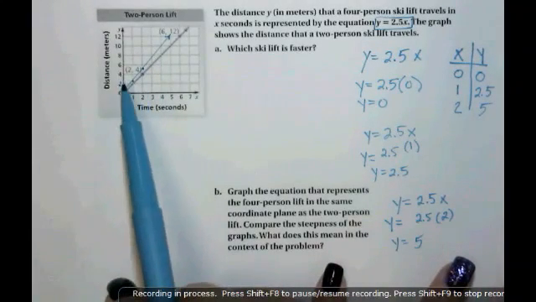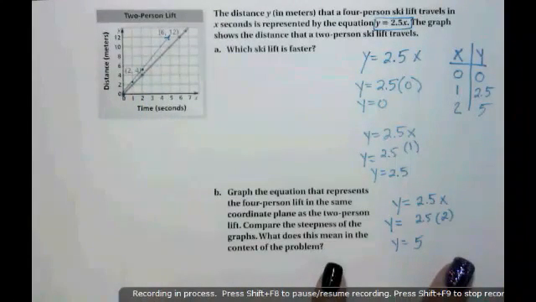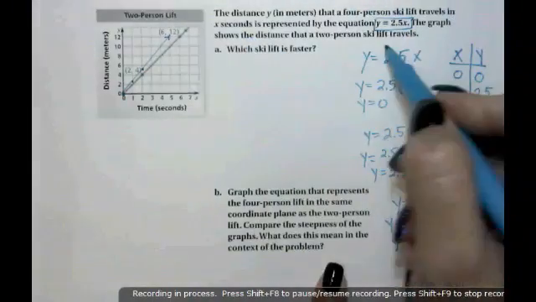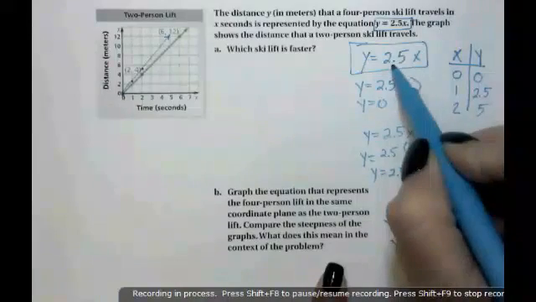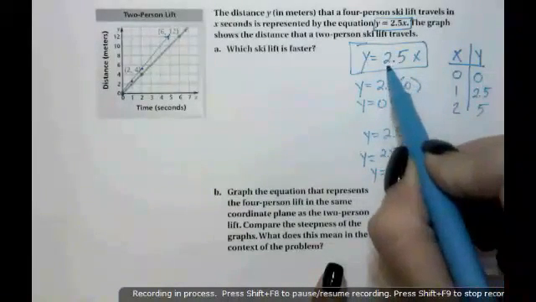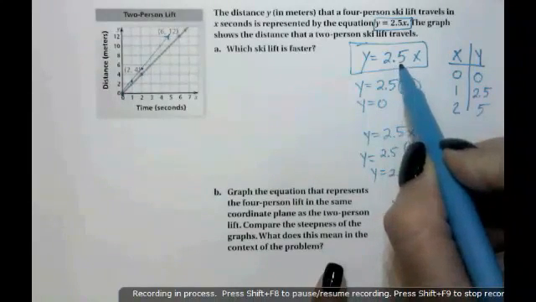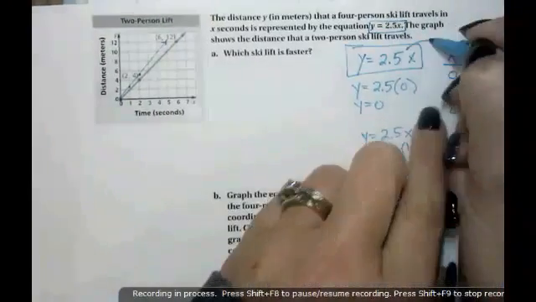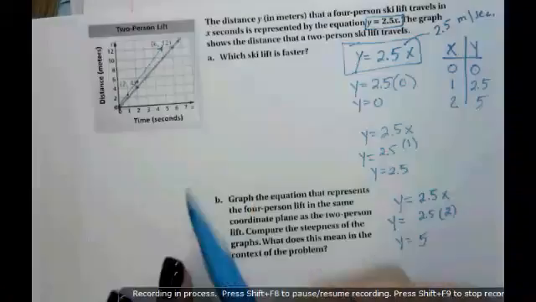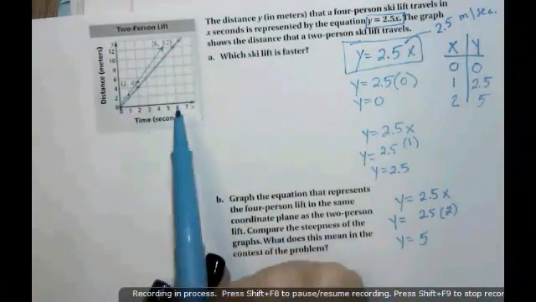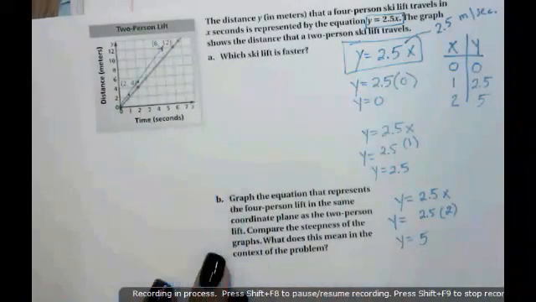Clearly the one that I've just created in blue is steeper, but what does that mean? Well, in the equation y equals 2.5x, 2.5 is my slope. That means that I'm traveling 2.5 meters per second. It's my unit rate. If I write an equation for this two-person chairlift, I can also compare my slopes. I can compare my unit rates.